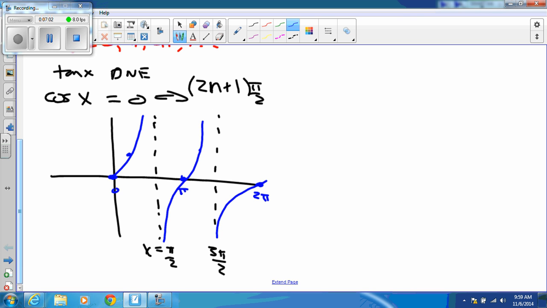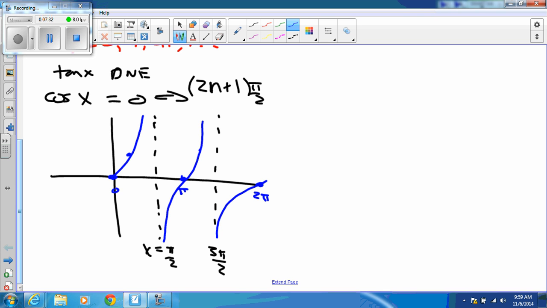So does everybody see how the sketching process works? We identify zeros and vertical asymptotes, and then we just have to figure out where it is positive and where it is negative. And we can do that straight off of the circle. This process of sketching tangent took us about 5 minutes. It should take you about 30 seconds. So how do we take something that takes us 5 minutes and turn it into something that takes 30 seconds? Practice. That's right. You need to practice this.